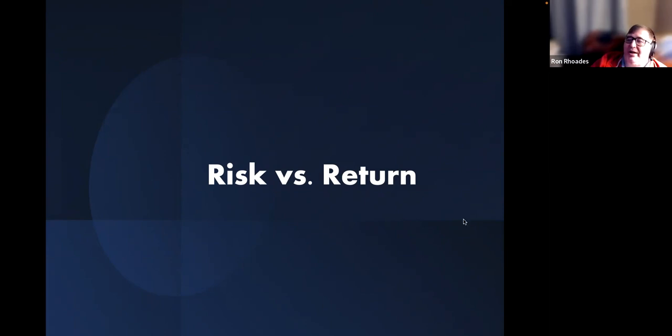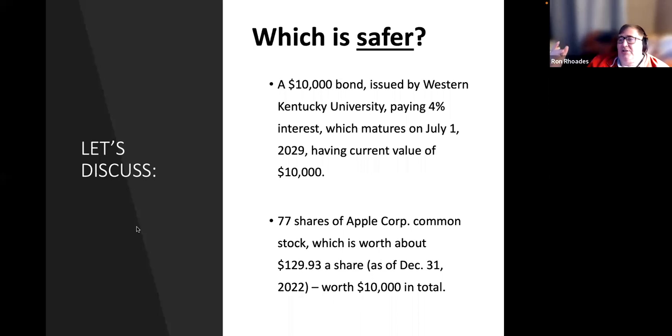All right, and so let's just discuss this. What's safer? A $10,000 bond issued by Western Kentucky University that pays 4% interest. It matures in 2029. It has a value of $10,000. Or 77 shares of Apple common stock, which is worth about 130 bucks a share as I'm recording this. And those 77 shares are worth a total of $10,000. Which is safer? Well, the chance that Western Kentucky University will not pay back its bond by 2029 is really, really low, right? So investors have a lot of certainty about getting that $10,000.